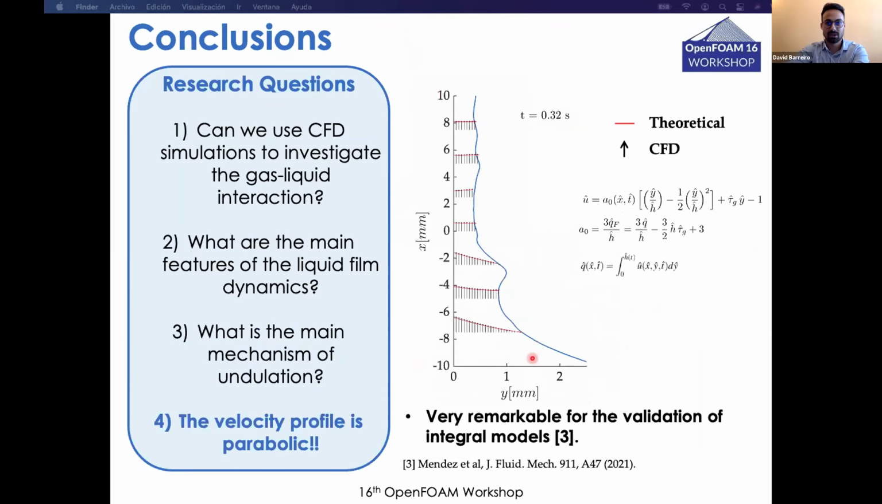Despite this was not asked at the beginning, we found that the velocity profiles inside the liquid film are parabolic. This is very remarkable for future work because it's one of the assumptions made in the derivation of simplified integral models.